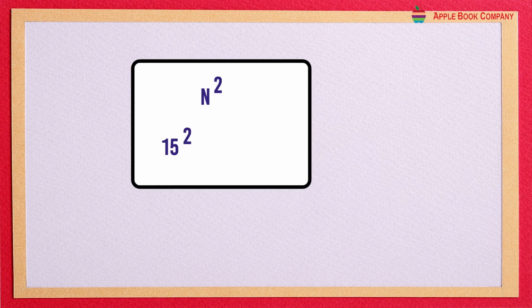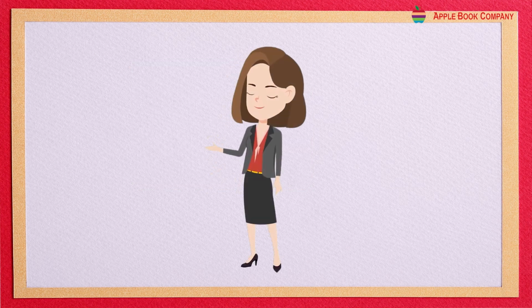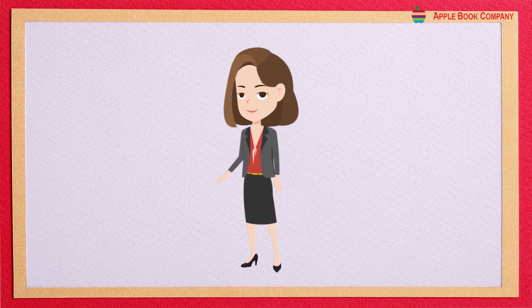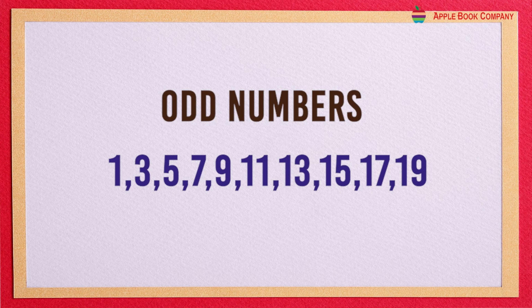So 15 square is 225. So that's how you calculate the fourth bit. Now the fifth bit, find the sum of the first 10 odd numbers. I hope you all know what the first 10 odd numbers are: 1, 3, 5, 7, 9, 11, 13, 15, 17 and 19.